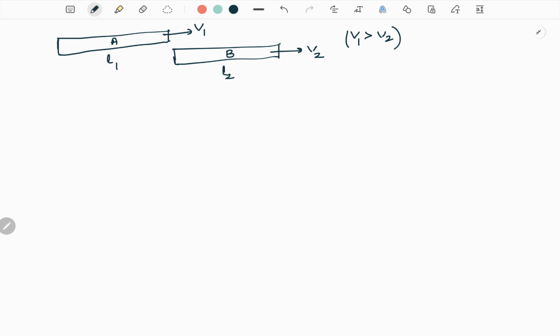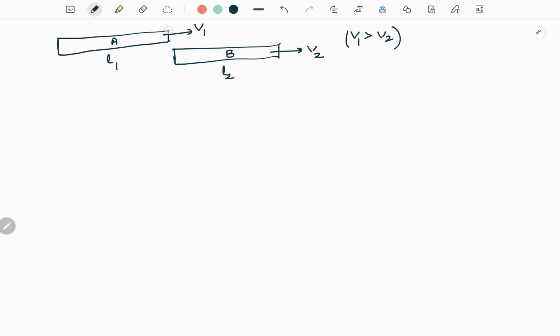So they are moving in two parallel tracks, and the one behind is moving with a speed greater than the one in the front. So basically the one behind would definitely cross the one in the front. Now the question is after what time it would be able to cross.